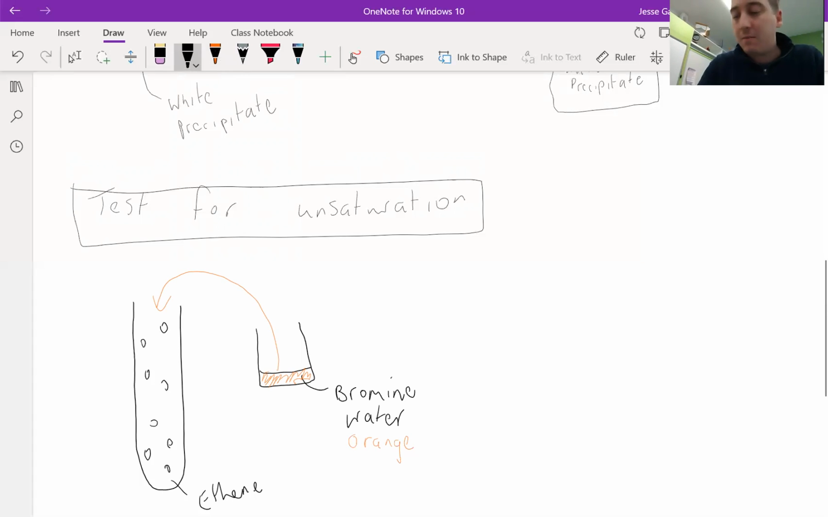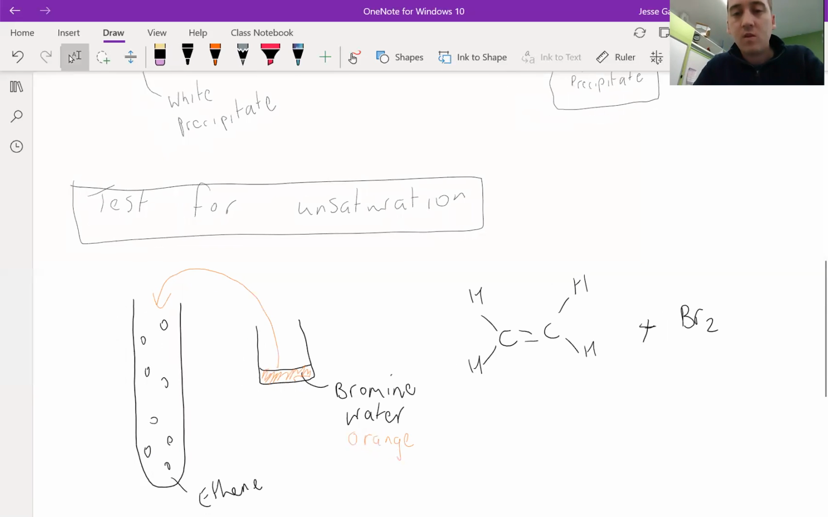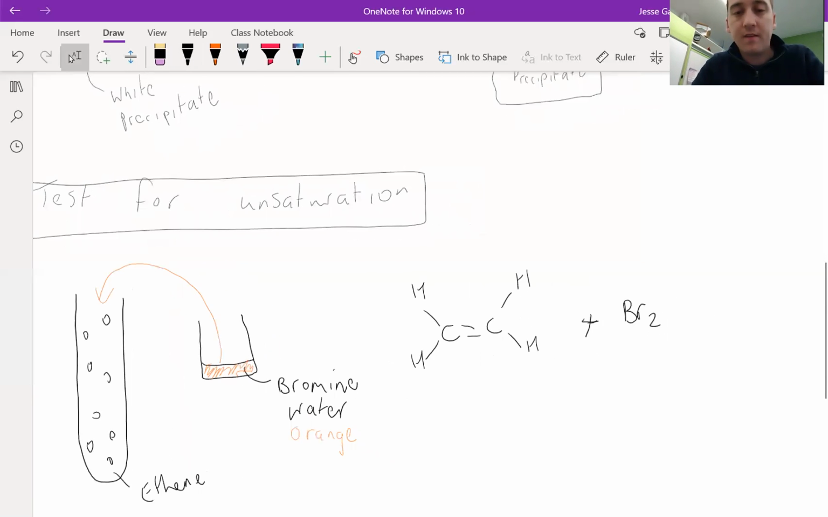Now, to explain what happens here, we have to look at the ethene. Remember, our structure of ethene looks like this: carbon double bonded to another carbon with 4 hydrogens around it. When we add bromine water, which is essentially diluted bromine, Br2, we get this reaction happening.